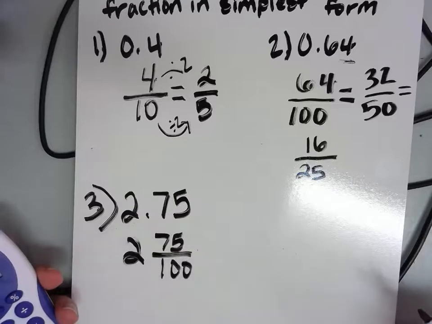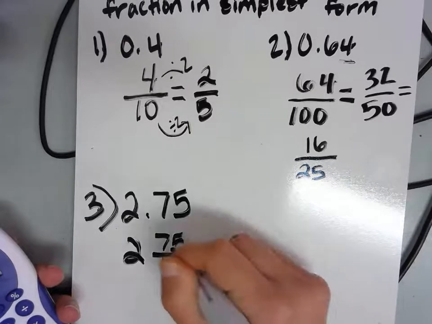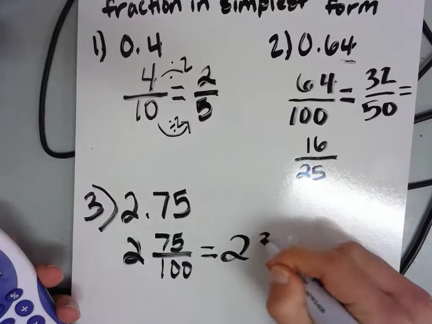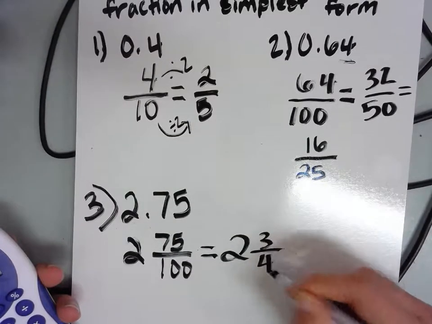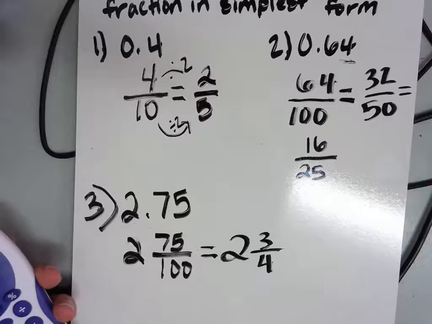It's like saying how many quarters out of $1 do I have. And I have to keep my whole number there, but I can simplify the fraction part. How many quarters would I have if I have 75 cents? I would have 3 quarters out of a full dollar, which is 4 quarters. So I have 2 and 3/4. And that is how we write each decimal as a fraction in simplest form.